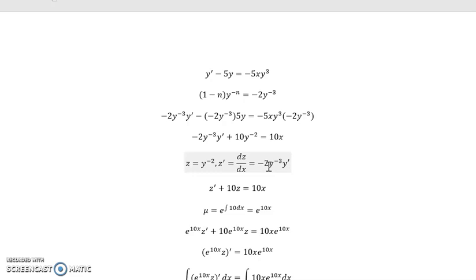So, as I said, you can still make the substitution, but you will need an extra step of algebra if you don't have the 1 minus n. Okay, so we make our substitutions.